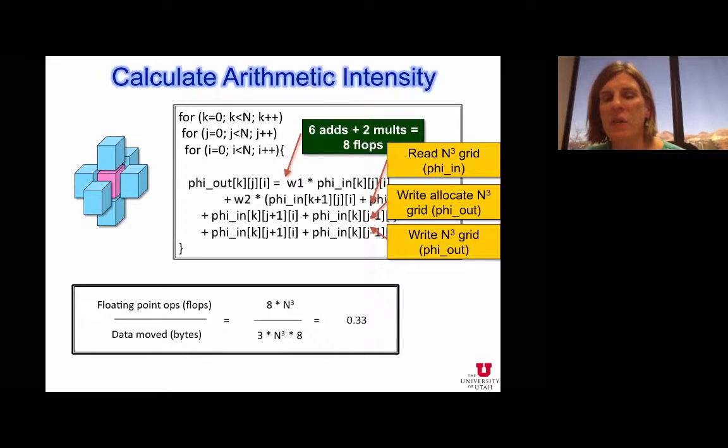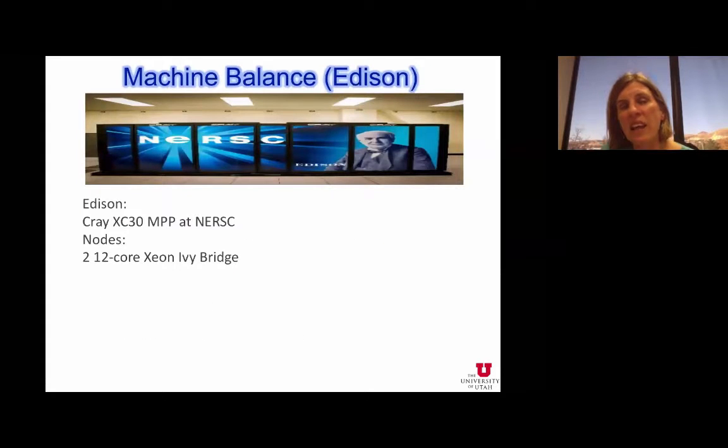And the data we move is 3 times n cubed, and it's times 8 because it's double precision, so it's 8 bytes per element. Okay, so if you compute this ratio, the arithmetic intensity is 0.33, so it's less than 1. That means that we're moving much more data for every floating point computation that we need to do.